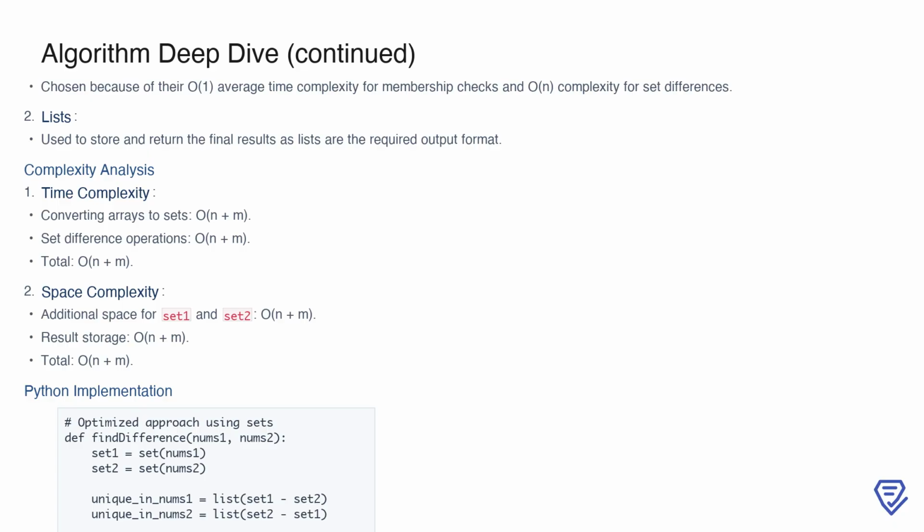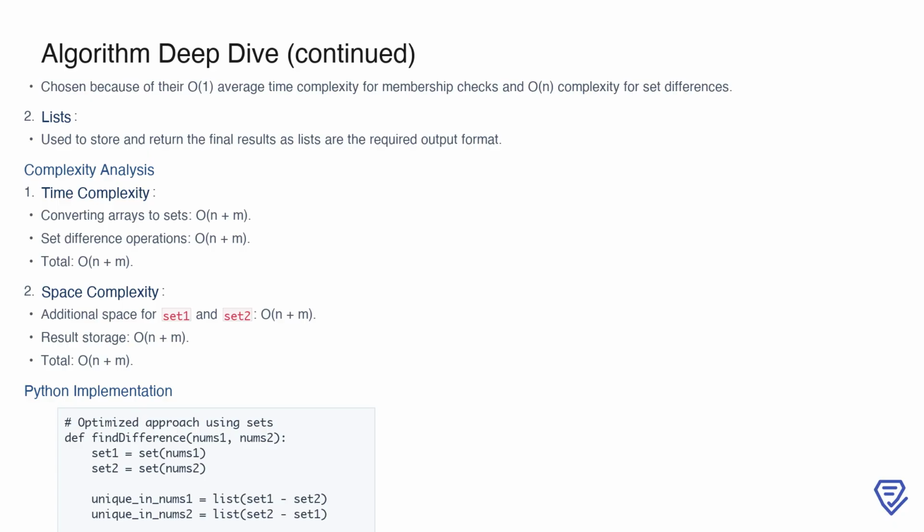The overall time complexity of this approach is O(n + m), where n and m are the sizes of nums1 and nums2. This accounts for the time required to convert the arrays into sets and perform the set differences. The space complexity is also O(n + m), due to the additional storage needed for the sets and the result lists. This ensures the algorithm is not only faster than the brute force approach but also remains space efficient.